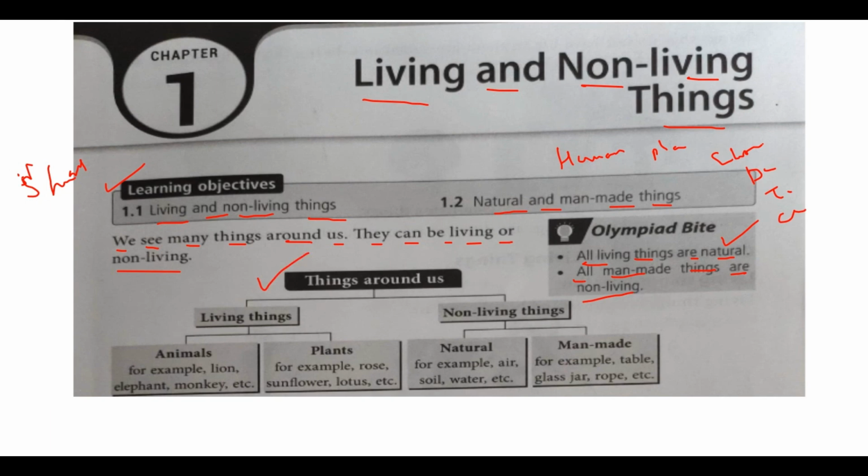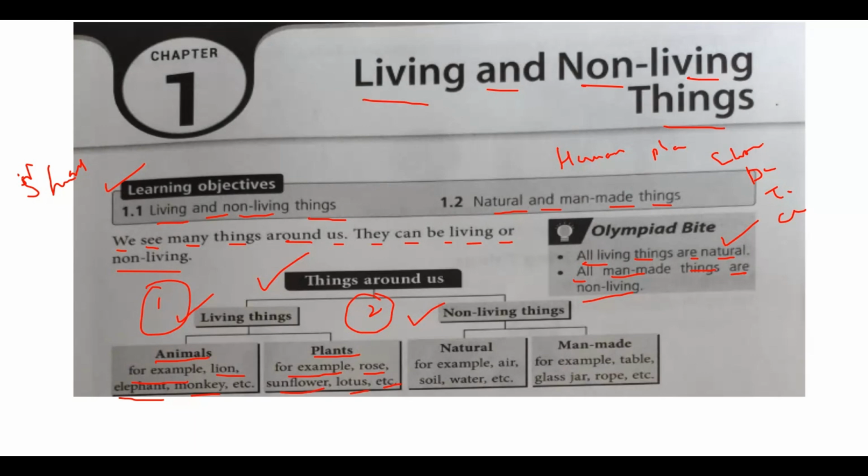So what are the things around us? Living things and non-living things. All the things which we see around us can be grouped into two categories. First is living things and second is non-living things. Under living things, we have animals and plants. Even human beings are animals. So all animals and plants come under living things. For example, lion, elephant, monkey are living things and they're animals. In plants we have rose, sunflower, lotus, etc. and they come under plants as living things.